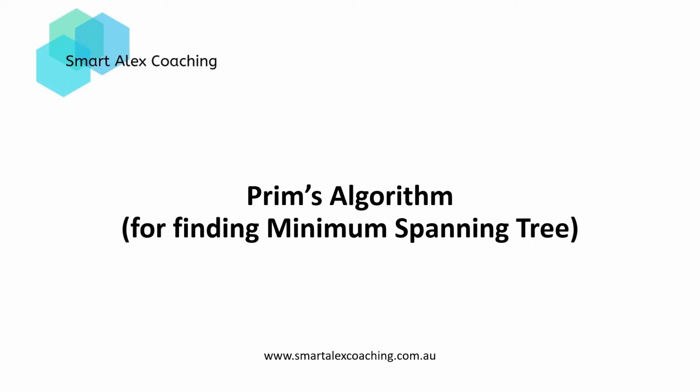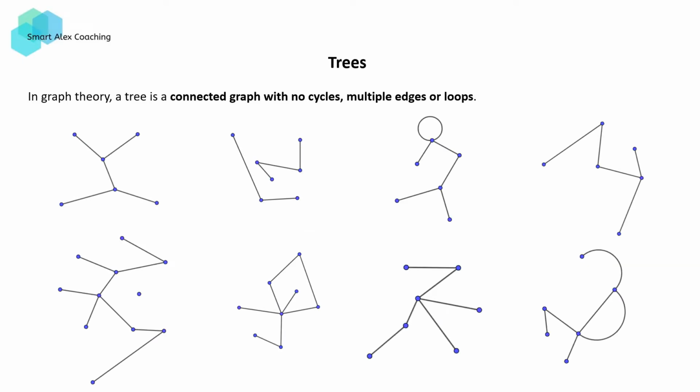In today's video, we're going to be looking at how to use Prim's algorithm to find the minimum spanning tree. In graph theory, a tree is a connected graph with no cycles, multiple edges or loops. On this slide, I've got examples of 8 graphs and we're going to go through all of them and identify which are trees and which are not trees.